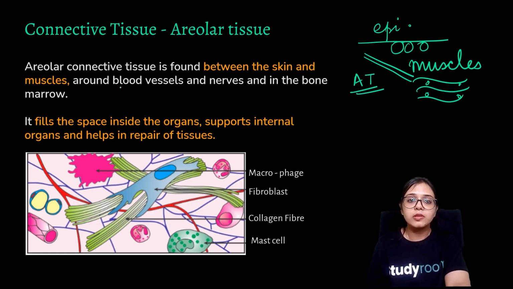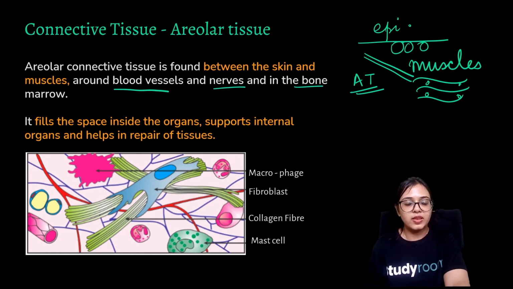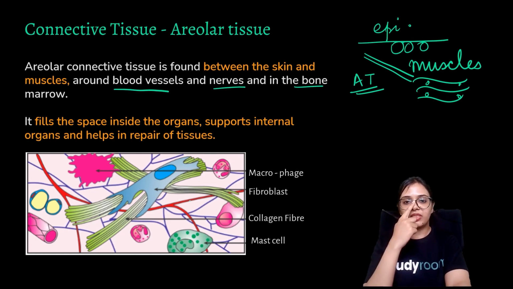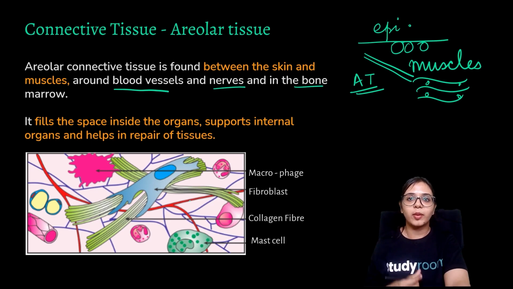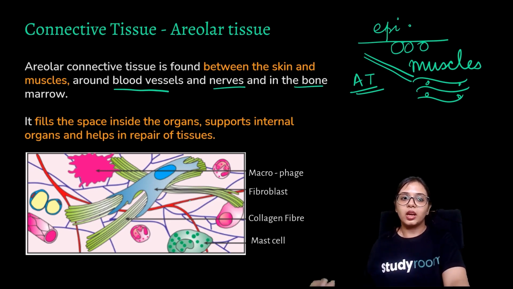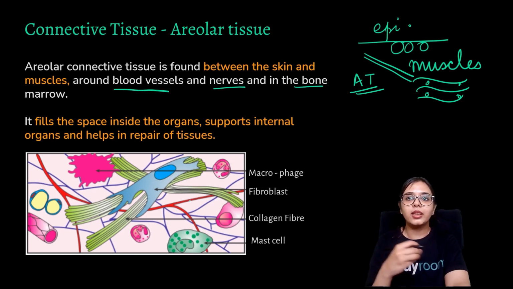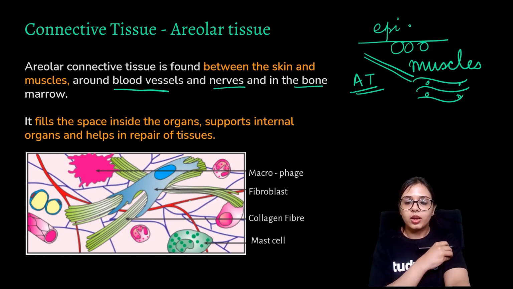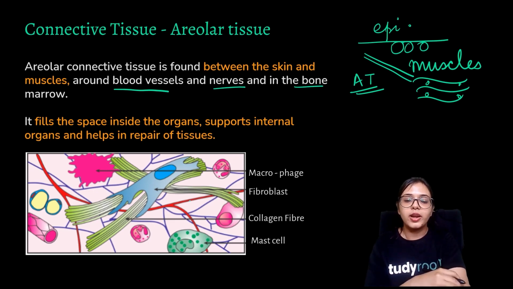They are also found around blood vessels and nerves, and in bone marrow. So if you can see in this diagram over here, these red blood capillaries. Around the blood vessels, around the nerves, there is a certain type of tissue that connects one vessel to the other, or even the bone marrow. They are connecting basically one part of the tissue to another, and that itself is known as the connective tissue.